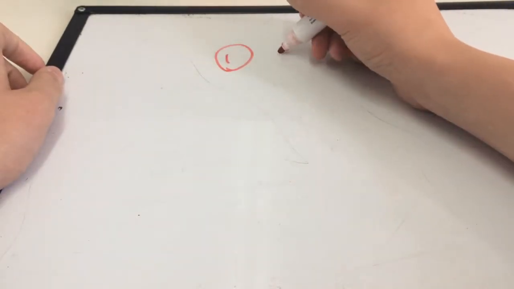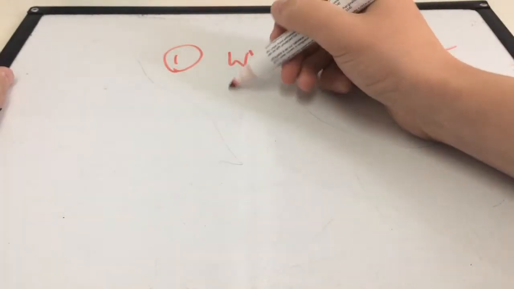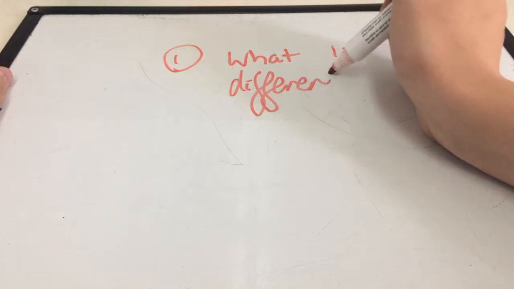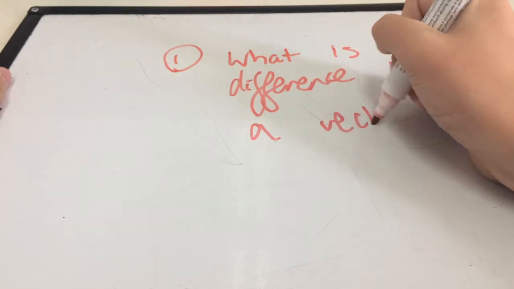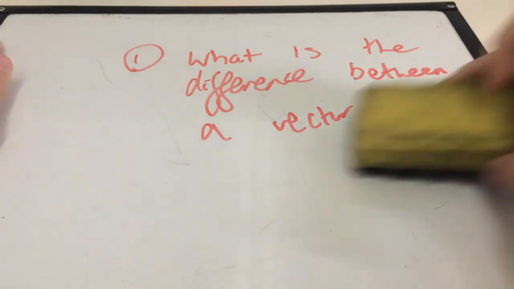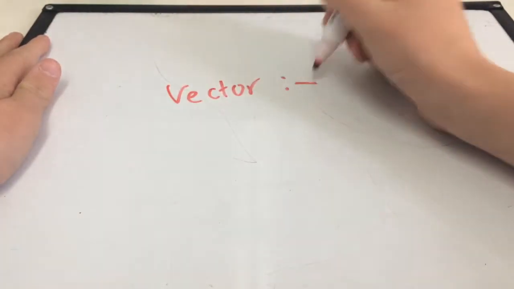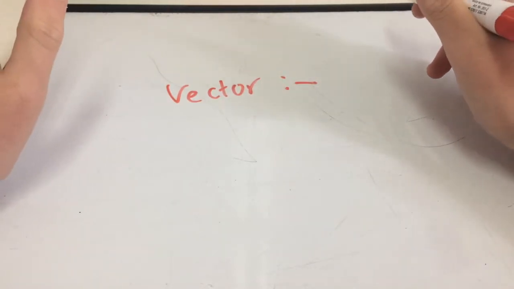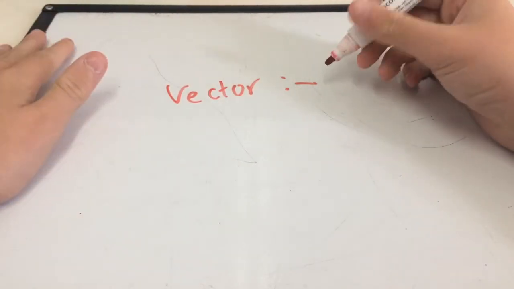Question 1. What is the difference between a vector and a scalar? I think you guys can look back in the video to work that one out. It's not that hard. Actually, I'm just going to leave you with one question, on vectors and scalars. I'm not going to give you much, because the next lesson will be going into velocity and then displacement.